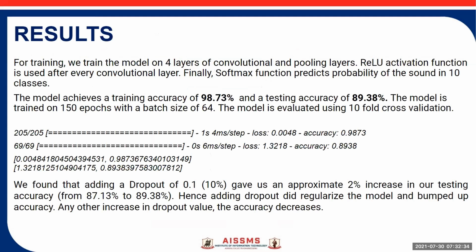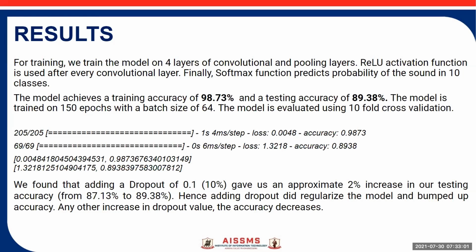Finally, we get to our results. So for training, we train the model on 4 layers of convolution and pooling layers, as I said. The ReLU activation function is used after each convolution layer. Finally, the softmax function predicts the probability of the sound in 10 classes. Our model achieved a training accuracy of 98.73% and a testing accuracy of 89.38%. The model is trained on 150 epochs with a batch size of 64. The model is also evaluated using 10-fold cross-validation.